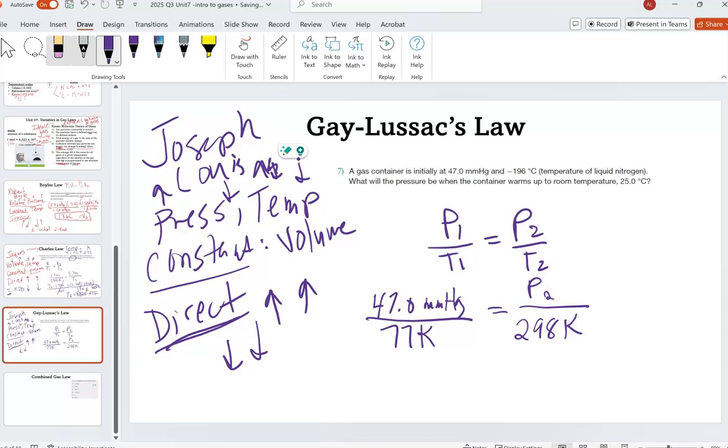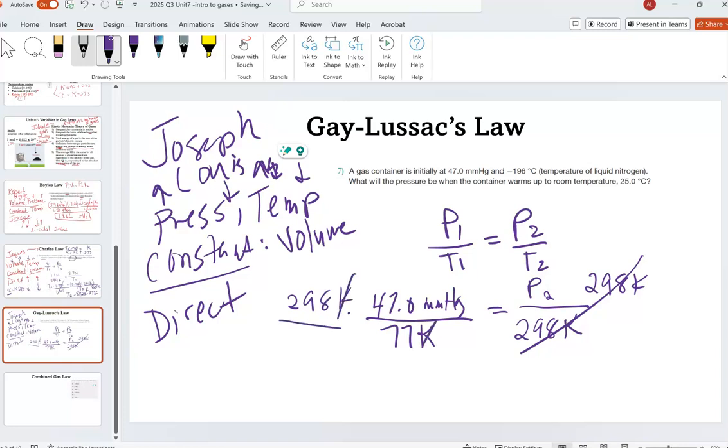So I've got to isolate P2. So I'm going to multiply by 298 Kelvin. What I do to one side of the equation, I have to do to the other side of the equation. So times 298 Kelvin. Kelvin cancels out. P2 is equal to 298 times 47 divided by 77, which is going to give us a pressure of, I'm going to round it, 182 millimeters of mercury.